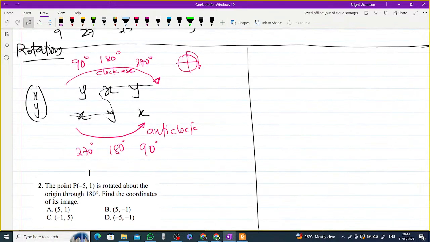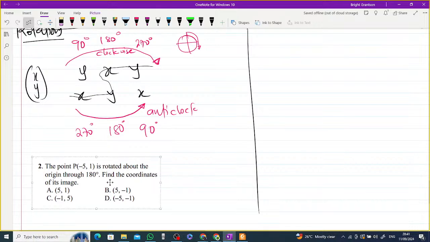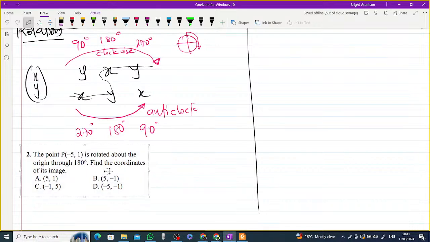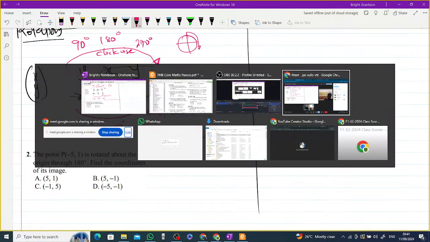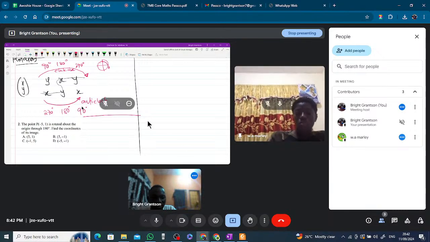It says the point -5, 1 is rotated about the origin 180 degrees. They didn't write whether clockwise or anti-clockwise. Because it doesn't specify, it is anti-clockwise. You understand? When they don't put anything on it, it's anti-clockwise.